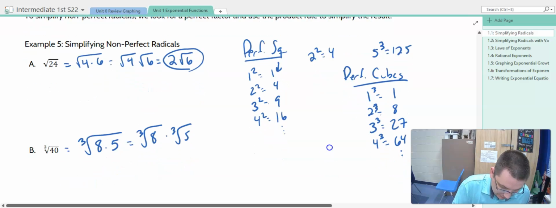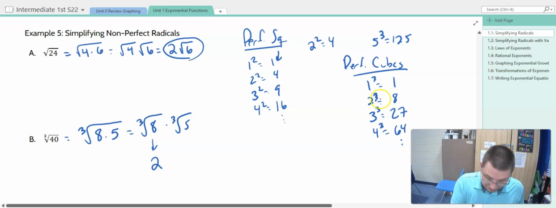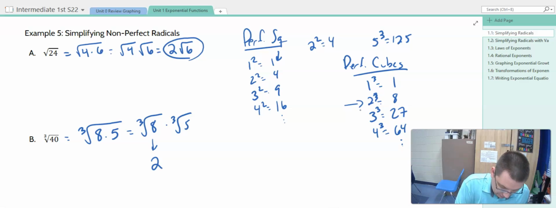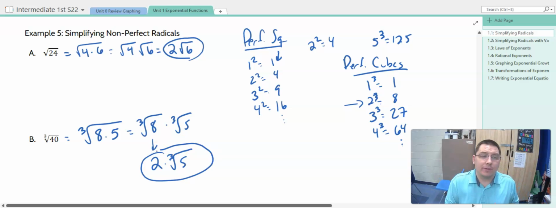And so we're going to separate out those two radicals, the cube root of 8 times the cube root of 5. The cube root of 8 gives us 2, because that comes back to this property here, that 2 cubed is equal to 8. And the cube root of 5 doesn't simplify. And so we're left with 2 times the cube root of 5. Again, that would be the simplest form it could be in.